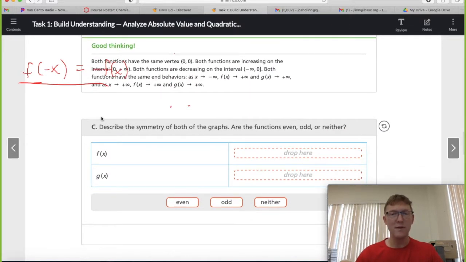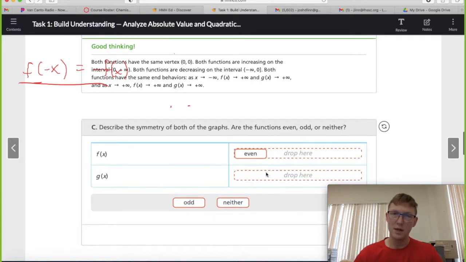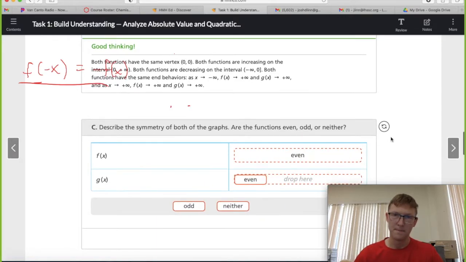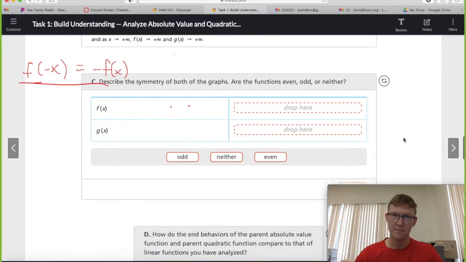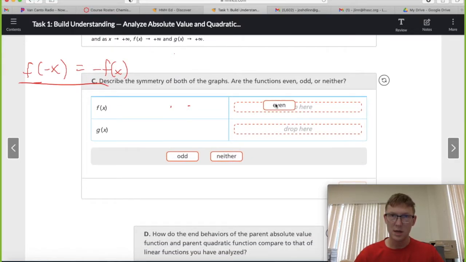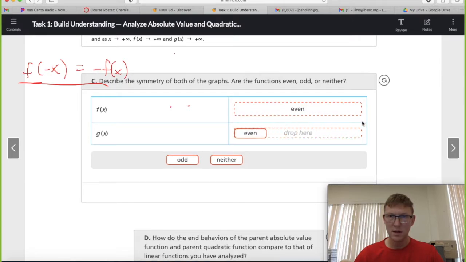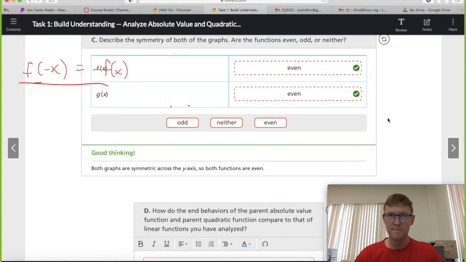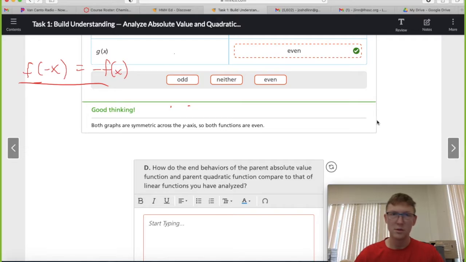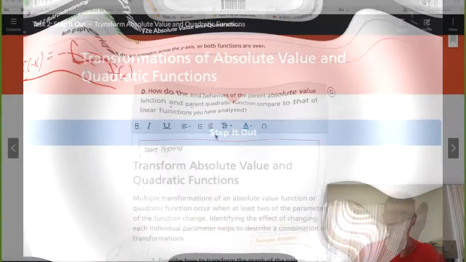But they both have a line of symmetry going up through the y-axis, and they are both even. Oops, I pushed the wrong button. Come on. Even. Even. Oh, good. I was hoping I didn't mess that up.